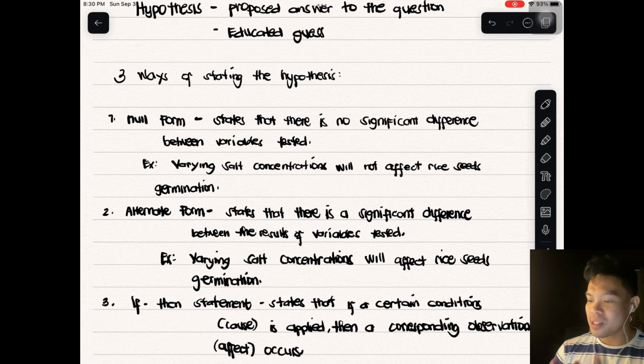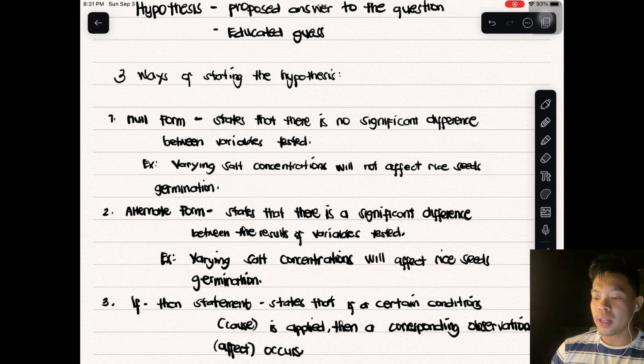A null form states that there is no significant difference between the variables tested, or between the observable traits or characteristics you've mentioned. For example, varying salt concentrations will not affect rice seeds germination. We always state the null form of hypothesis as a no significant difference or negative statement.